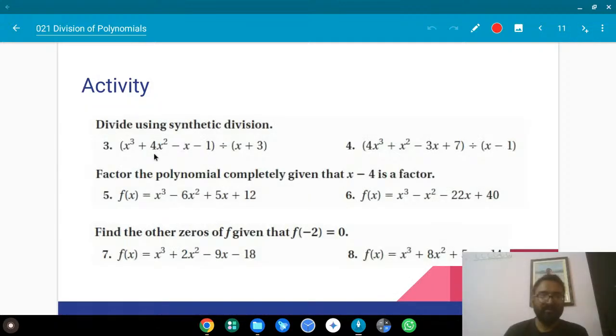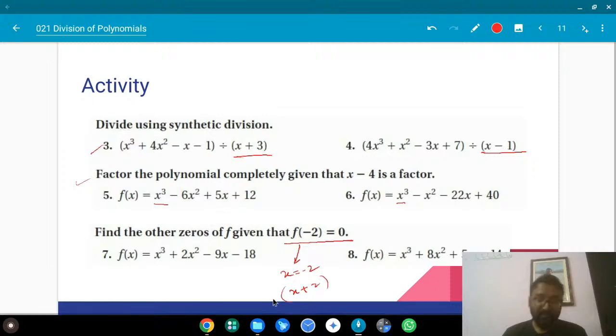Similarly, you can do synthetic division and complete the factorization. They are cubic polynomials, that's why we get this kind of factors; otherwise, it's not possible. Find the other zeros. If f of minus 2 is 0, it means x equals minus 2 is a zero, which means x plus 2 is a factor. So using x plus 2, you have to find the division with the synthetic division process, and that's it. Okay.